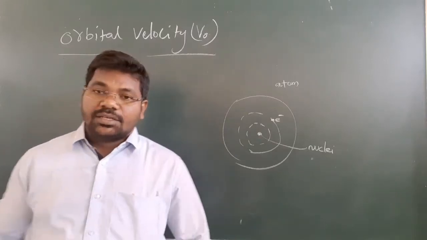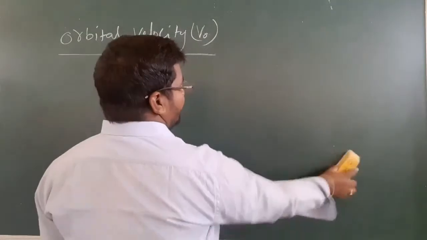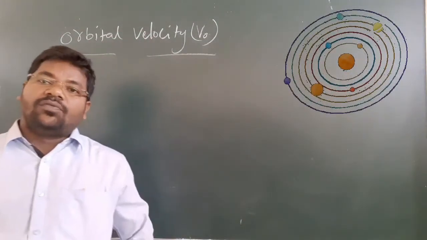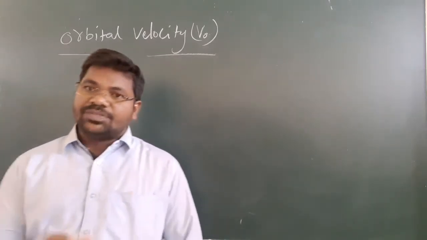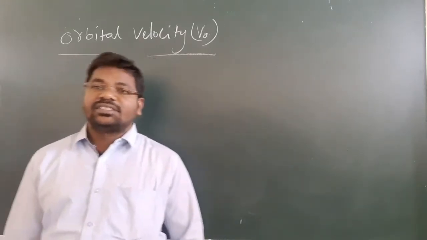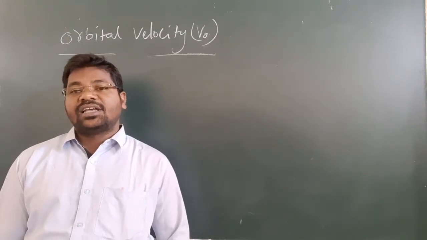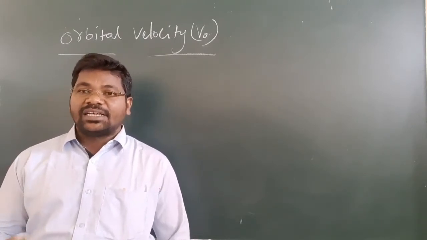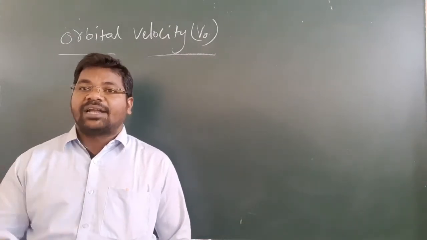So coming to our orbital velocity. While discussing orbital velocity, we have to take an object, that is a satellite. What is a satellite, my children? A satellite is an object which revolves around planets like the moon or earth, in a particular orbit.